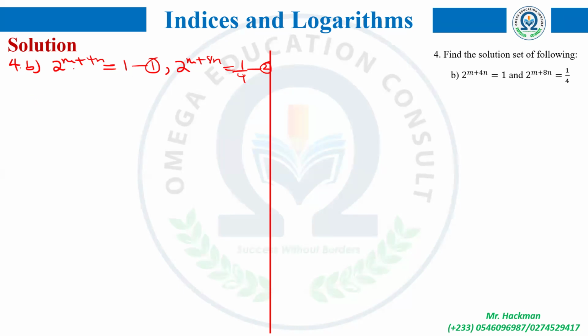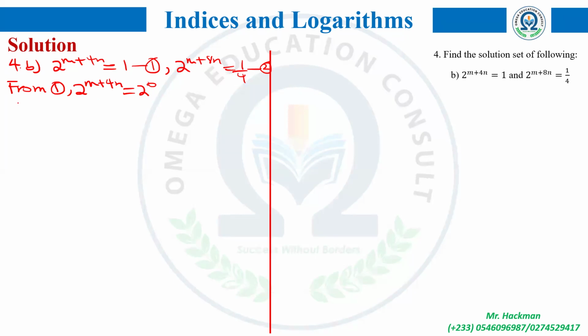You come and write, you have to work on this. So let us know which equation you are working on. So from equation 1, we are going to work on this. We know that this is the same as 2 to the power m plus 4n is equal to, remember we said anytime you see 1, it is the same as your base to the power 0. Do you remember?